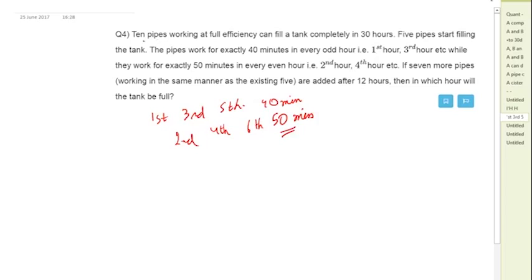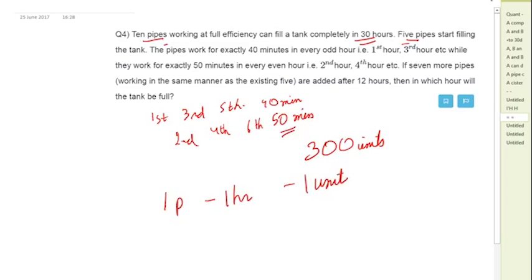So there are 10 total pipes. They can fill a tank completely in 30 hours. We have opened up 5 pipes. So let's assume a similar thing. 30 hours, 10 pipes, so the total volume is 300 units. So one pipe in 1 hour fills 1 unit. That we know, because 10 pipes in 30 hours fill the entire thing.